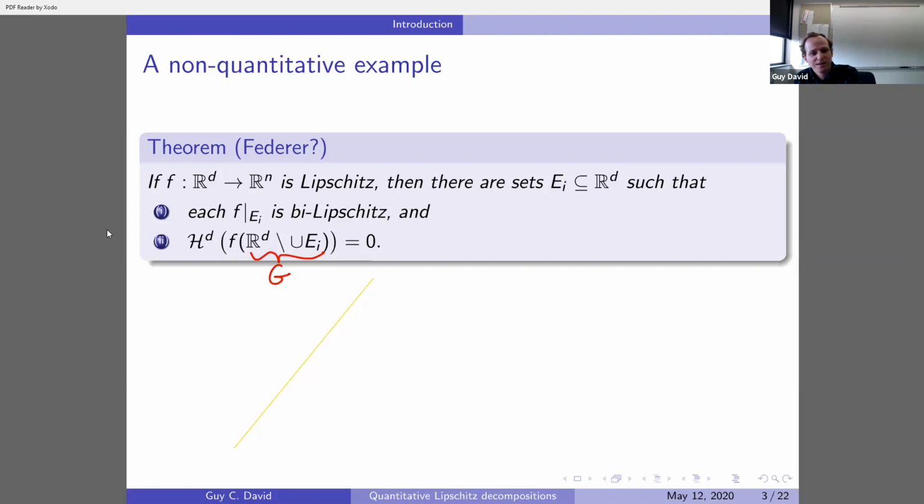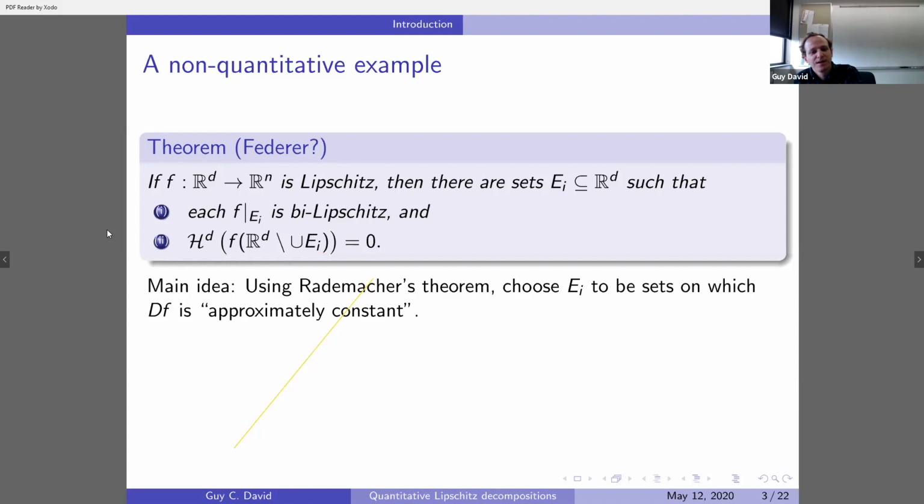What we don't get in this is any quantitative statement, right? Because we don't have any control on the number of these sets E_i, or on what the bi-Lipschitz constant is. I should maybe say a few words on how you prove this. It's a not too difficult consequence of Rademacher's theorem. So Rademacher's theorem says this Lipschitz map F is differentiable almost everywhere. Okay, and the idea is to take these sets E_i to be sets on which the derivative is approximately constant, right? So the derivative is an L infinity function. And by some measure theory, you can find sets where it's approximately constant, and those are the right sets to choose.